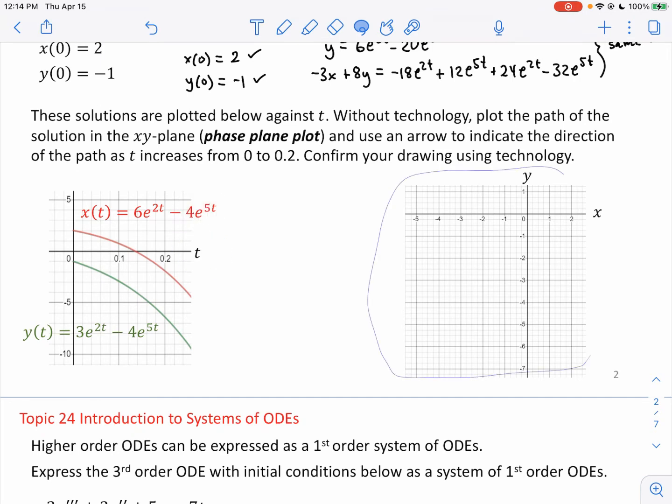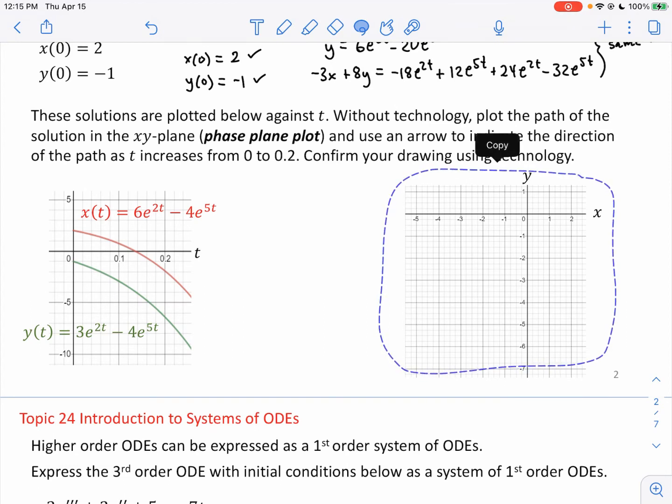So over here I have an xy plane where t is not explicitly visible as an axis. And what we're going to do is track, as t varies between 0 and 2, the path. We're going to track the x and y coordinates and then track the path when you plot the xy coordinates in the xy plane. This is also called a phase plane plot.